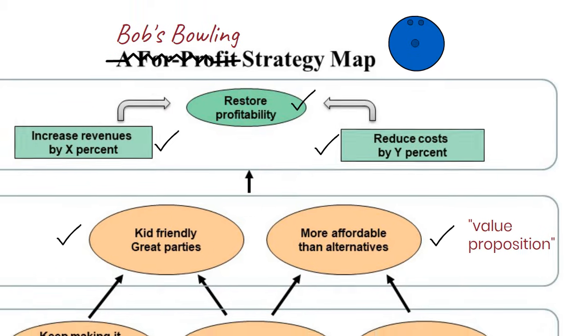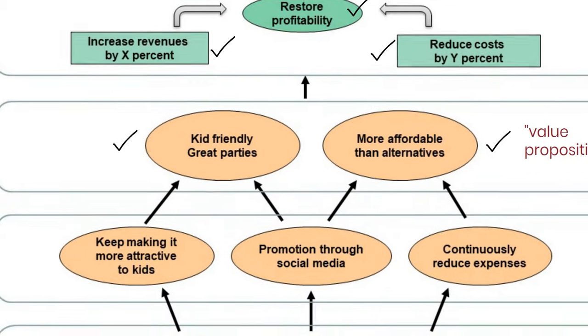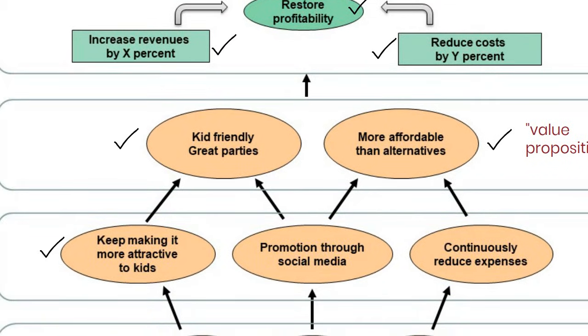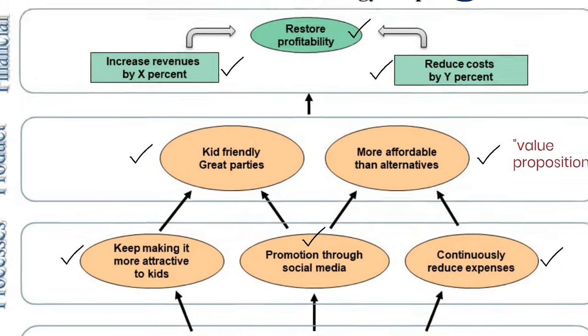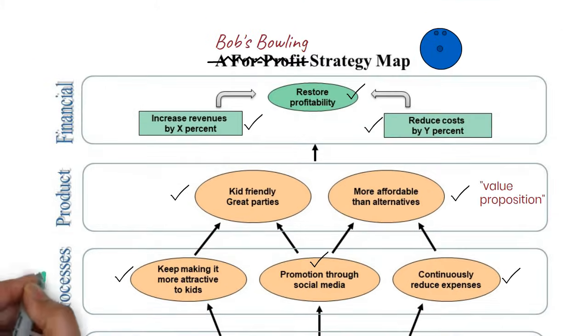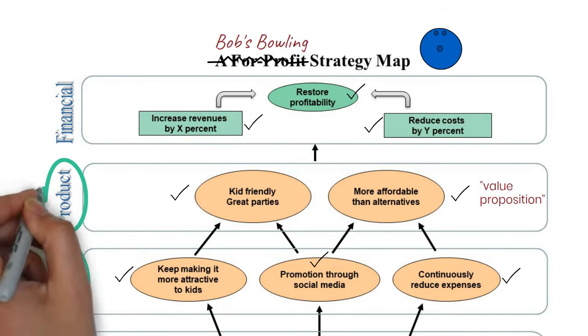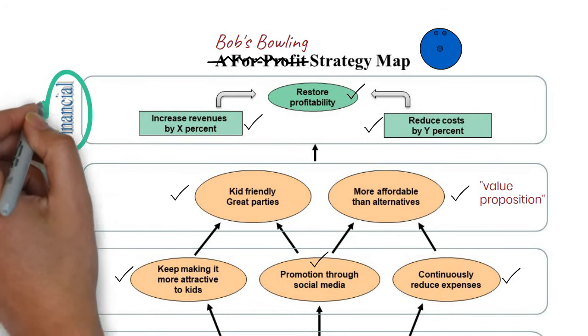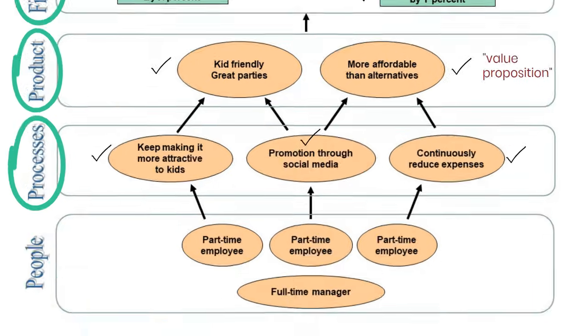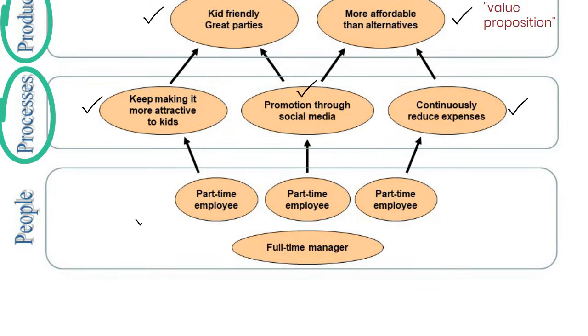They think so if they do three things: keep making their environment more and more kid-friendly, promote themselves through free social media advertising, and put a system in place to continuously reduce expenses, to keep prices low. Now notice something. If they excel at these three processes, they can deliver the product they promised and ultimately strengthen their bottom line. So to make it all happen, they'll need the right people, say one part-time person for each function, and a full-time manager overseeing it all.